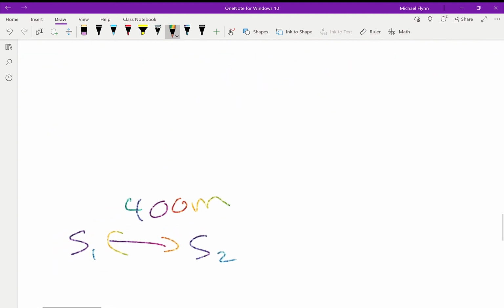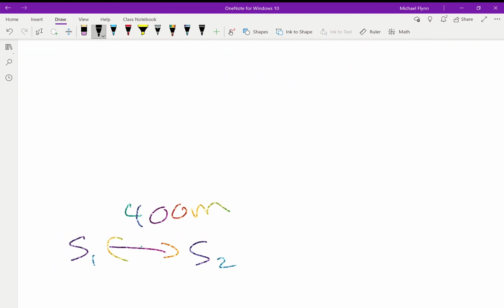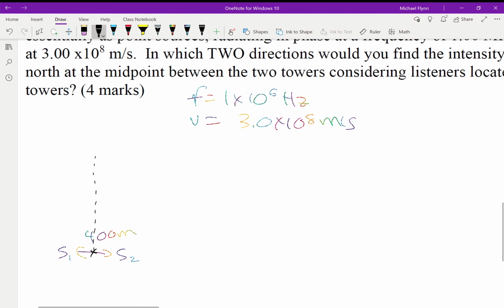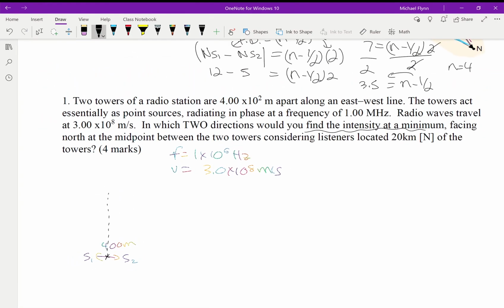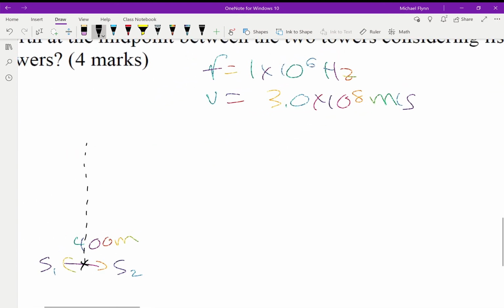Okay, in which two directions would you find, if you were standing at the midpoint between the towers? So I'll use a black line, standing right here, that's where you're standing. It says what two directions would you face that you would find the intensity a minimum. So what we're looking for are two nodal lines.